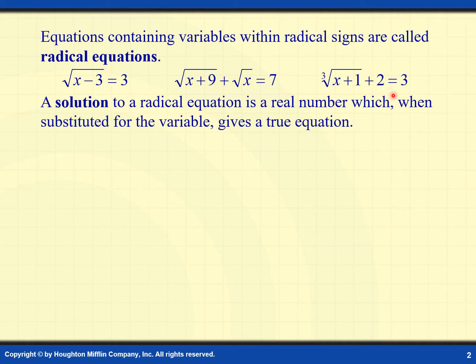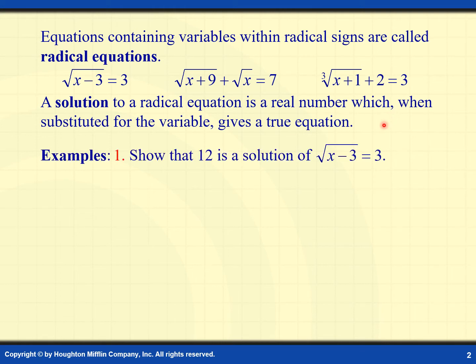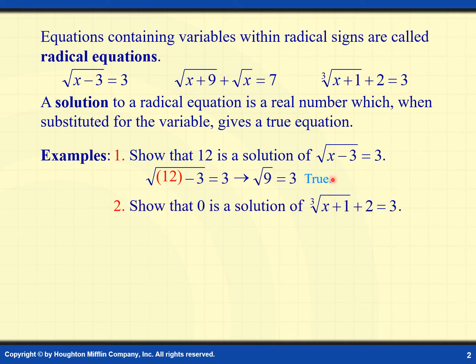So a solution to a radical equation is a real number which, when substituted for the variable, will give you a true equation. So let's have here the different examples. Example number 1, show that 12 is a solution of square root of x minus 3 is equal to 3. So if we substitute the value of x, which is 12, minus 3, is it equal to 3? So 12 minus 3, that is 9. Square root of 9, that is equal to 3. So that equation is true.